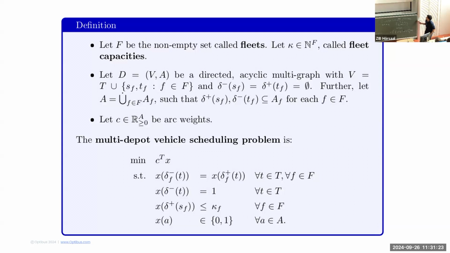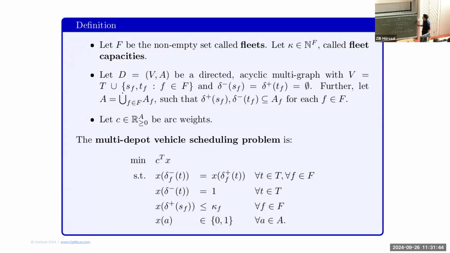And again, you have some arc weights here. So what do we do? We take the union of all our arcs, which is our set A. And then for each, we have a binary variable. Again, we say 0 if we don't take it, 1 if we take it. We want to minimize the cost as before. Now the constraints look a bit different.